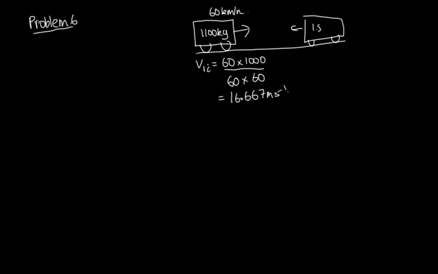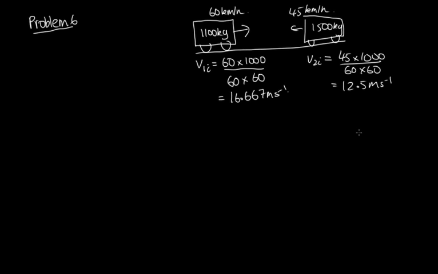It's got a mass of 1,500 kilograms and it is traveling with an initial speed of 45 kilometers per hour. So let's just work out what that is in meters per second. V2 initial is 45 times 1,000 over 60 times 60, which gives us 12.5 meters per second.